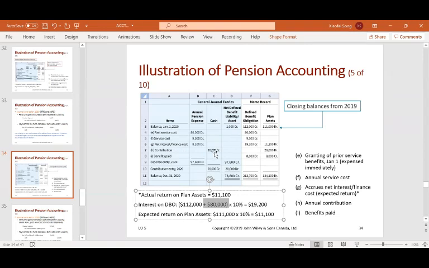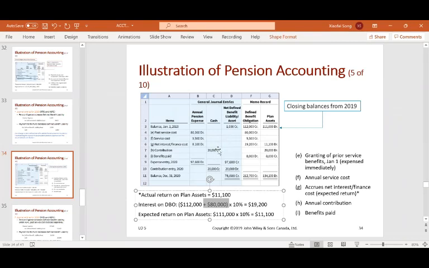And the contribution is higher because there's a past service cost. Usually you have to increase your contribution so the deficit will not become too big, right? Because there's a funding requirement. You cannot be too underfunded. So there's a 20,000 contribution this year.